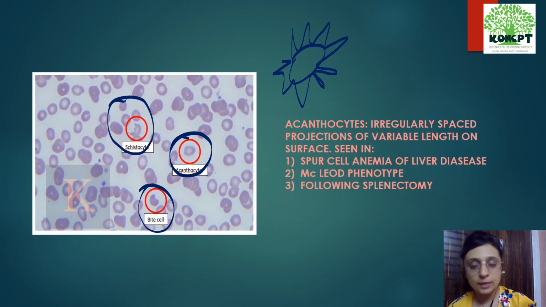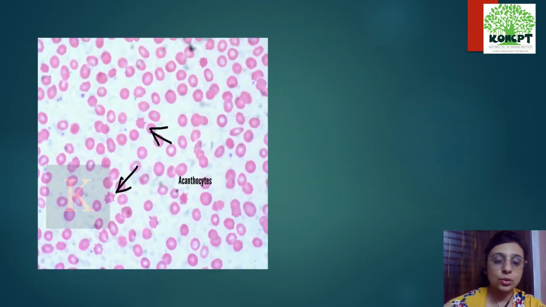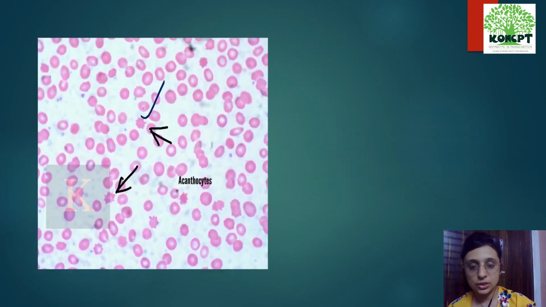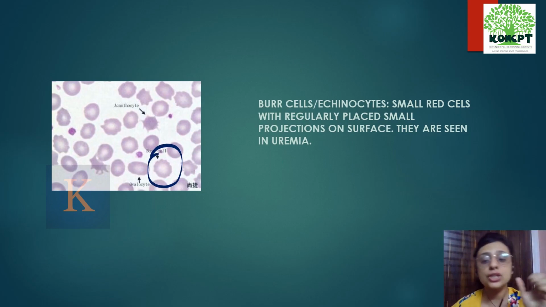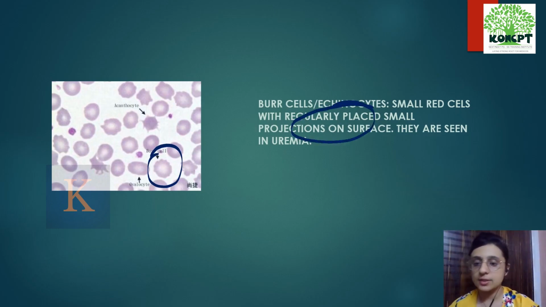And why is that seen? Because the Heinz body is removed, right? That clear removal of Heinz body gives a characteristic bite cell appearance. Right. Acanthocytes, I told you, irregular large projections on the surface. Burr cells, you need to compare them, both Burr cells and acanthocytes. These Burr cells, can you see the projections are smaller and regularly placed projections on the surface seen in uremia. How will you remember that? Burr cells seen in uremia.